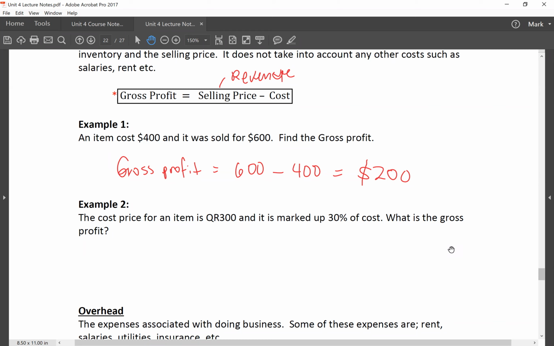Okay, so there's a little bit of extra work here. First thing we need to do is figure out the selling price. So the selling price is the cost plus markup. So we need to figure out what is the markup of this item. And it says that the markup here is 30% of the cost. So it's going to be 30% of 300. Let me get my calculator.